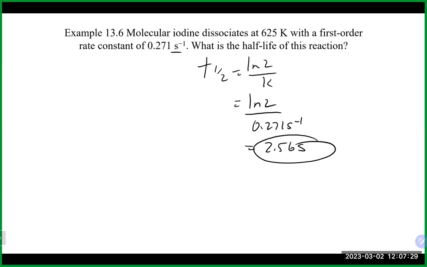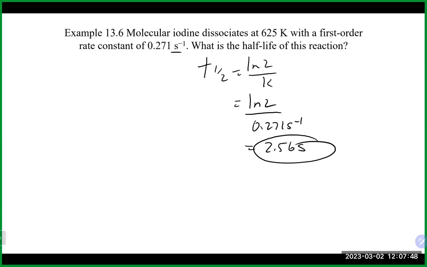Is that a very fast reaction or slow reaction? Pretty fast. Every 2 seconds or so, half of it's gone, right? So you're not going to be there very long, probably. So the reaction will be done pretty quickly in that case. Any questions on first order?